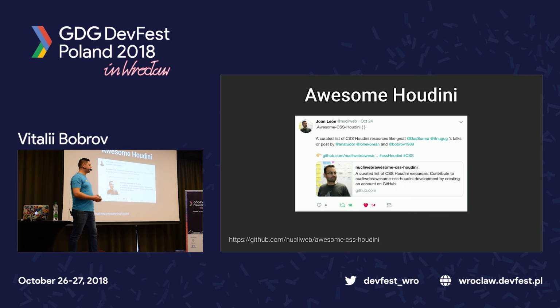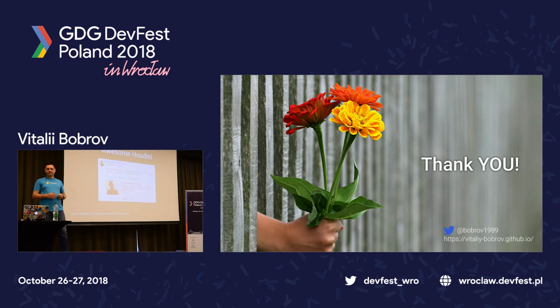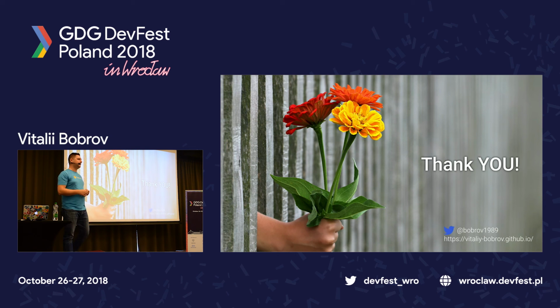Where you can find some info about Houdini, demos, and so on. This guy, John Leon, created a GitHub repository called Awesome Houdini, and here he is gathering all articles, all demos, all talks about Houdini and its APIs, so all resources that could be found on the network, and you can check it out on GitHub. So that's all that I have. Remember to try to create some Paint API worklet at home, and thank you.